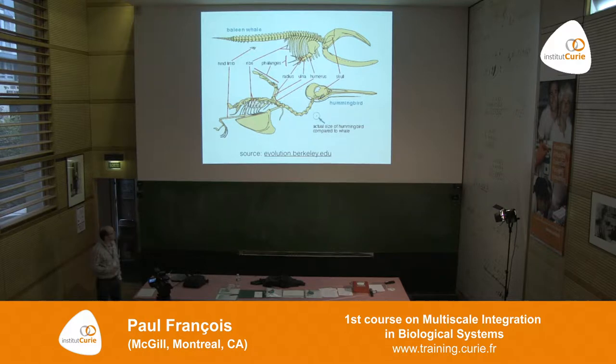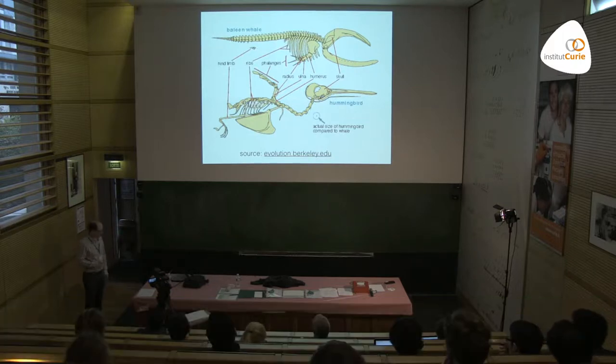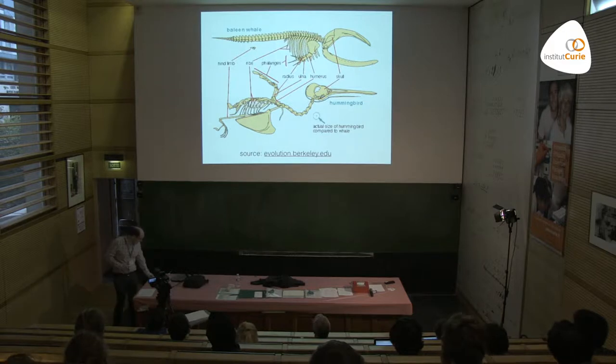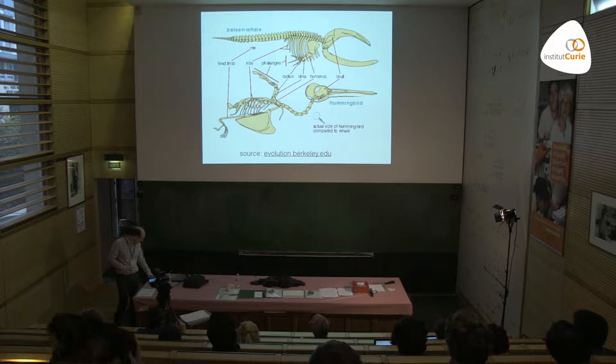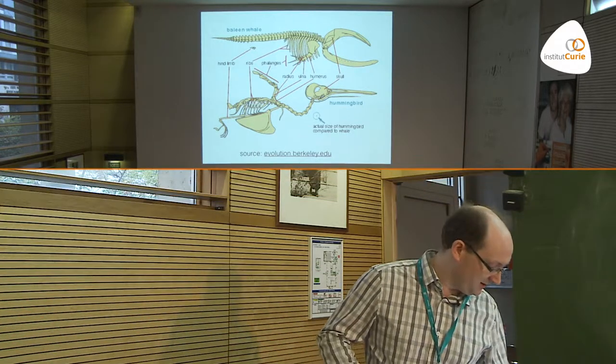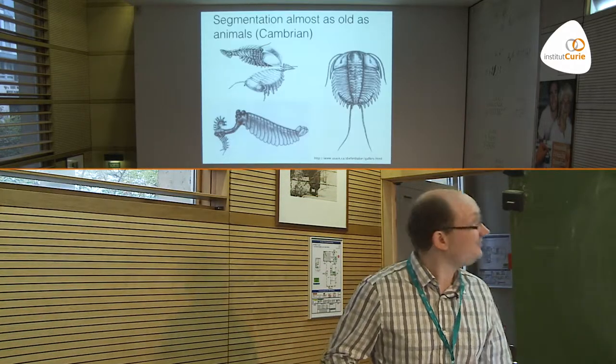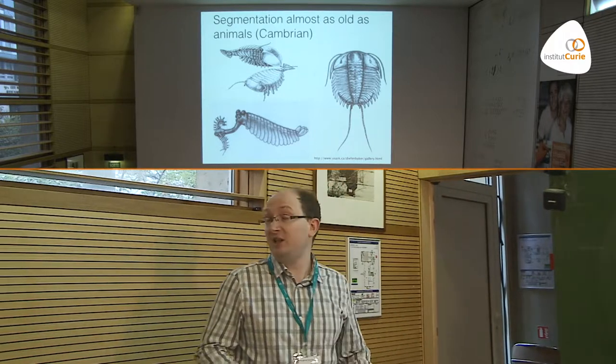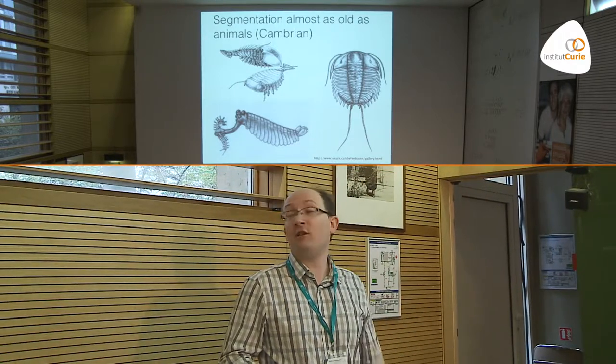And today I will tell you about the way these segments form. This is called vertebrate segmentation, and another term for vertebrate segmentation is somitogenesis. So before going into the detail of what somitogenesis is and how it works, I'm going to give you a slightly more evolutionary standpoint. Segmentation is a very fundamental feature of many animals.